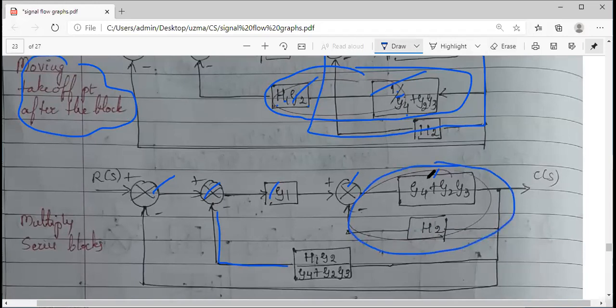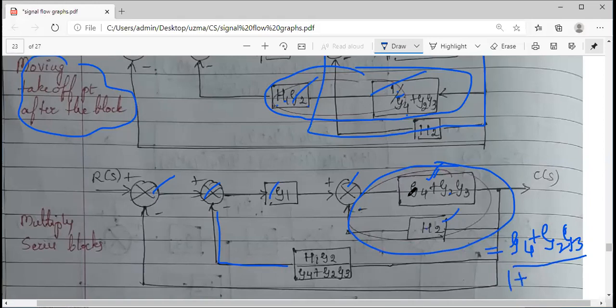There is a feedback loop here. If you observe, this is your forward gain, this is your feedback gain. So if I apply closed loop, what will be the transfer function of this feedback loop? It will be numerator, that is the forward gain value, G4 plus G2 into G3, divided by 1.